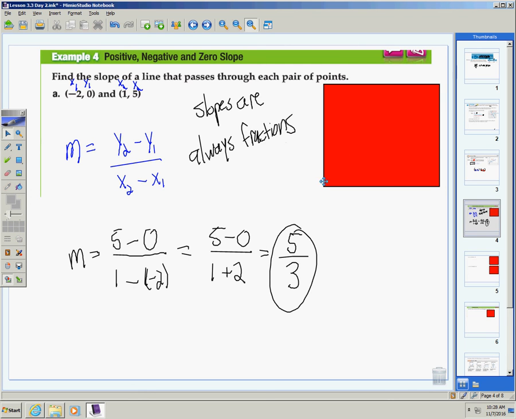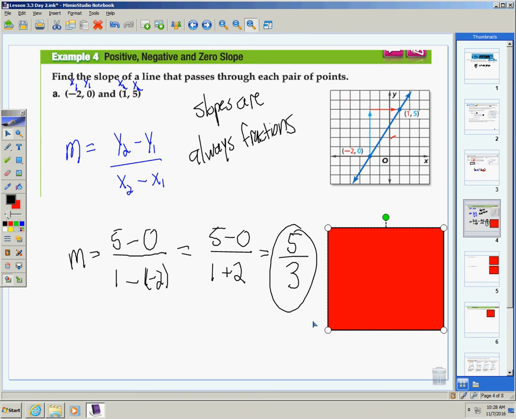And why do we like them as fractions? Well, because then if I look at a graph, my rise is 5, my run is 3, I can just get to my next point, up 5 over 3, and look at that, I just went from one point to the next on my graph, and that's a really easy way to check your answer. And actually, if you're given a graph, you can always just say, okay, how much do I have to go up and over to get from one point to the next? That's another way to find slope.